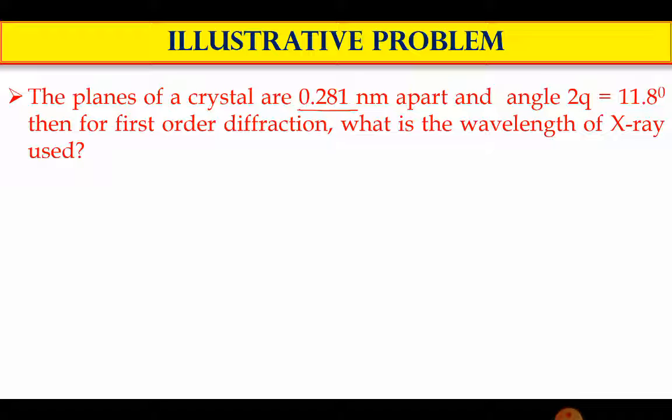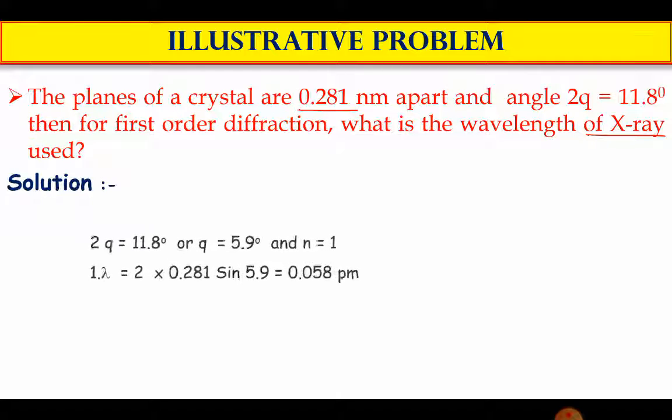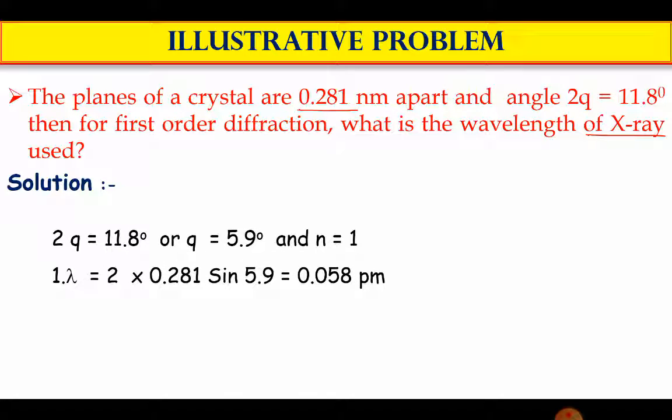Then, for the first order diffraction, the terms are given to you. The planes of the crystals are 0.281 nanometer apart, the angle is 11.8, and for the first order diffraction, what will be the wavelength of that X-ray? We have to find out which wavelength is used here. So 2 theta is equal to 11.8, where theta is equal to 5.9.